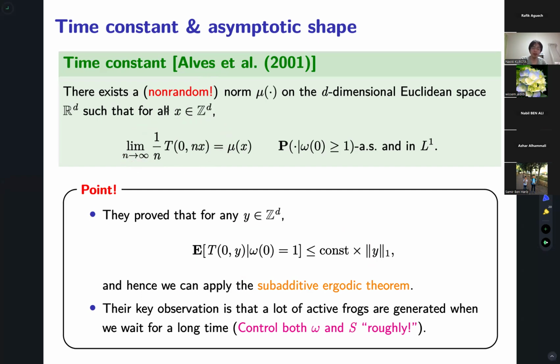So mainly, to get this integrability, we have to control the behavior of the active frogs and the initial configuration roughly. Rough estimates are needed to get this integrability. I think it is not that difficult, but we have to control the initial configuration and the simple random walk at the same time to get this result.